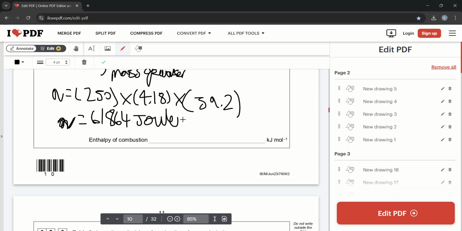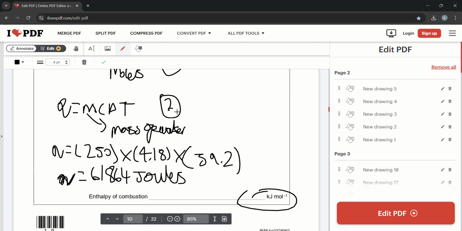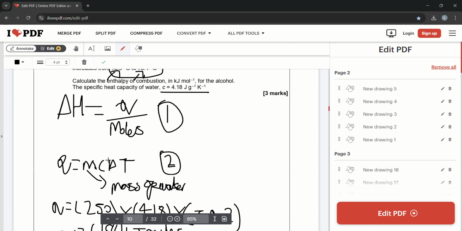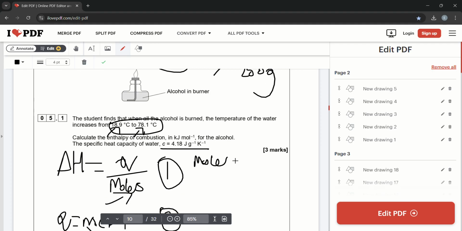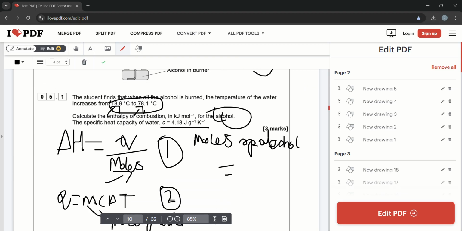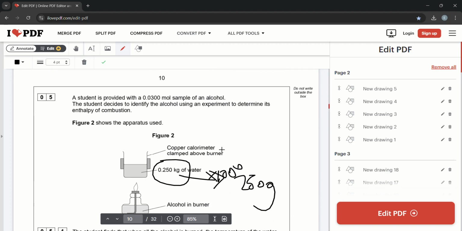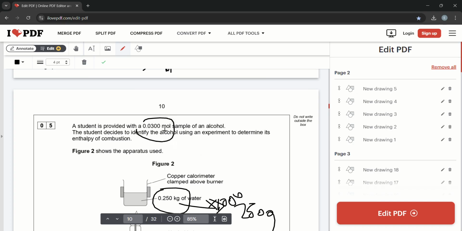Now that's in joules. Q is measured in joules. Obviously, we want enthalpy of combustion in kilojoules per mole, kJ mol^-1, so we do need to divide by 1,000. I'm just putting that out there, but let's leave that for now. Let's find the moles. We're trying to find the enthalpy of combustion for the alcohol, so we're going to find the moles of alcohol. Does it tell us which alcohol? No, it doesn't, so we're just going to say alcohol. The mass of the alcohol. Oh, it's already given us the moles of the alcohol. There we go.